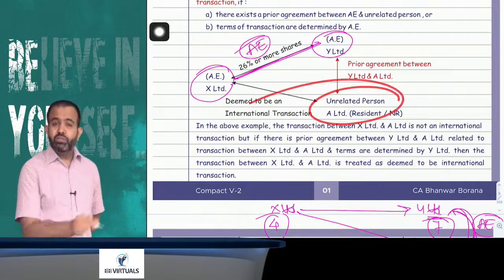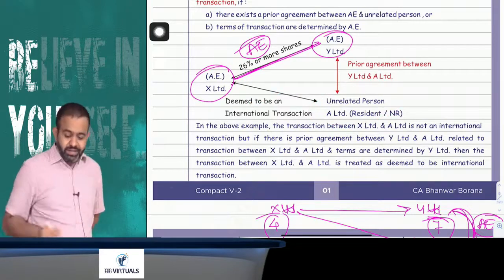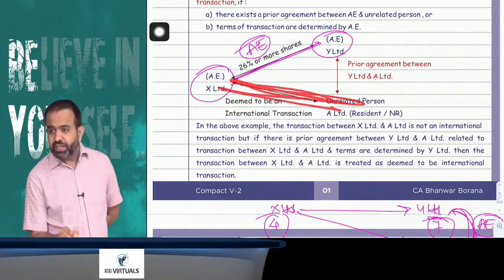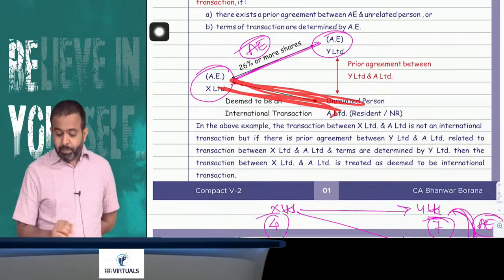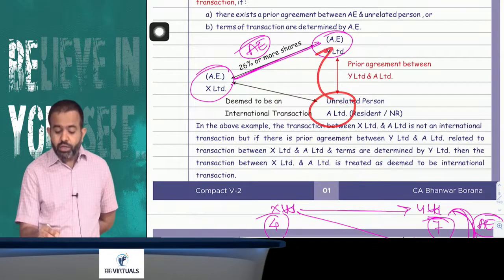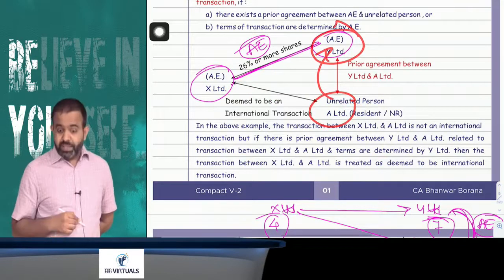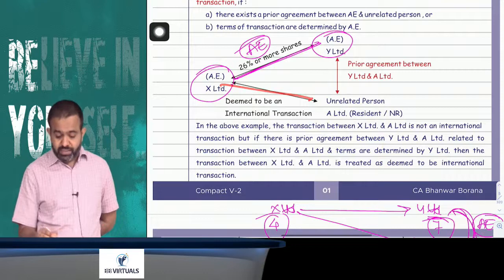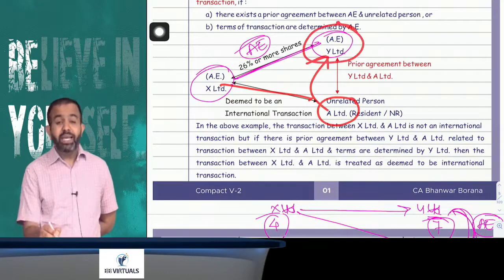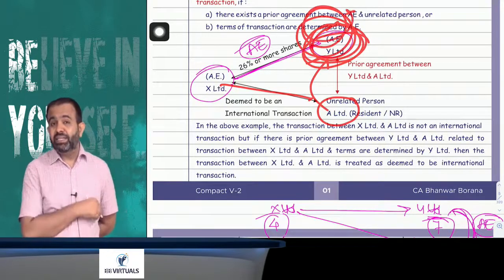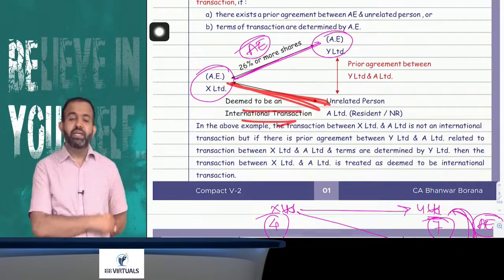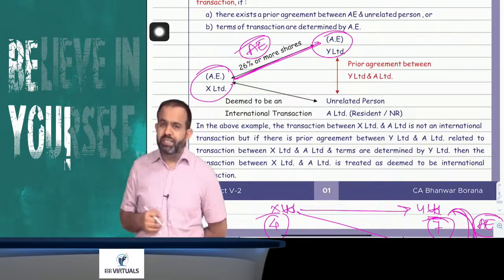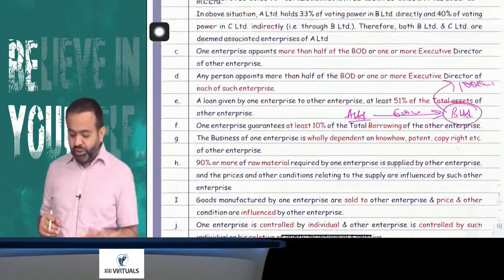Here A Limited is not an associate enterprise, but related to this particular transaction, if there is a prior agreement between A Limited and your associate enterprise, that is Y Limited, and Y Limited influences the price and decides the terms and conditions of this transaction, in that case this transaction will be treated as a deemed international transaction. You got my point or not?